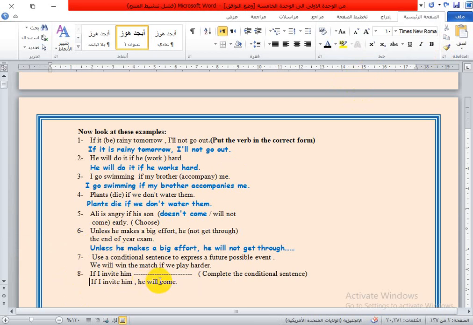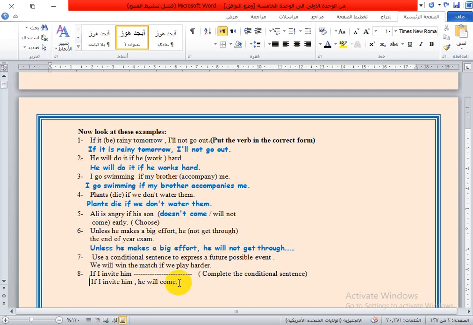Why did I use the future simple here? I use the future simple because I am expressing a future possible event. It is not a fact that if I invite him, he comes. It's not a scientific fact. Here I am expressing a future possible event. So I completed the sentence using the future simple, from the first conditional type.